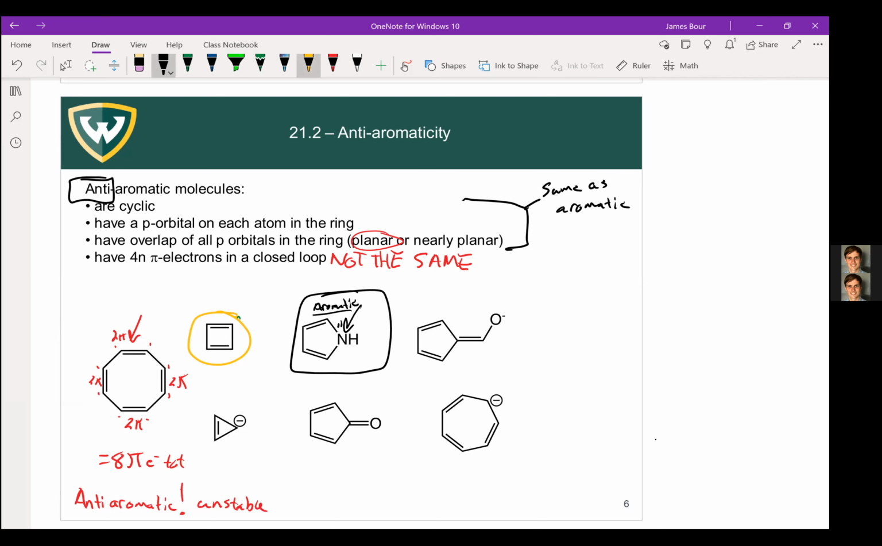Okay, let's look at cyclobutadiene, this molecule here in yellow. 2 pi, 2 pi. Does that fit the 4n pi electron rule? Yes, 4 times 1, a random integer, equals 4. 4 is the number of pi electrons it has. So this is anti-aromatic. I'll leave the rest to you.